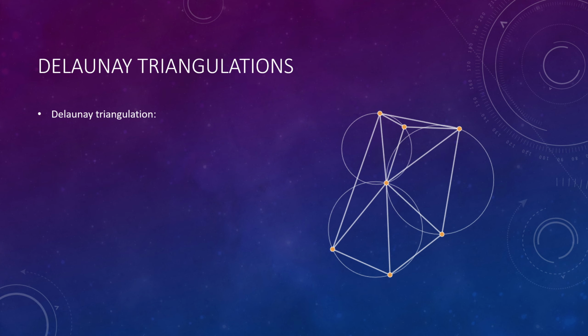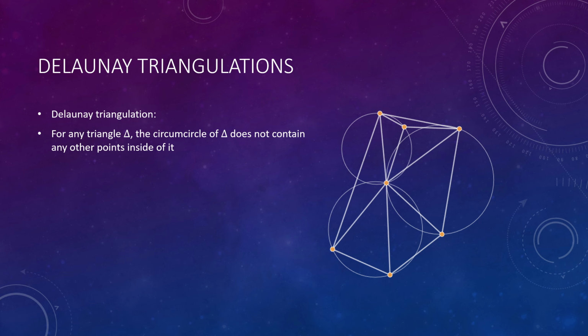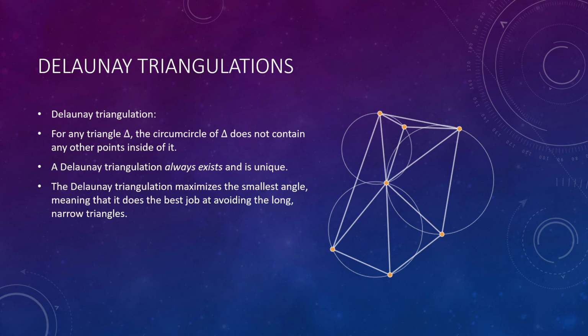We introduce the concept of Delaunay triangulations. A Delaunay triangulation has the following property. For any triangle, the circumcircle of that triangle does not contain any other points inside of it. An example is in the picture where some of the circumcircles have been drawn. In the following section, we will prove that the Delaunay triangulation always exists. It is also unique. And we will also see that the Delaunay triangulation maximizes the smallest angle among all triangles. So it does the best job at avoiding the long and narrow triangles that were mentioned.